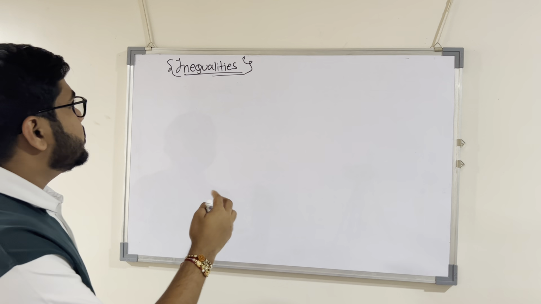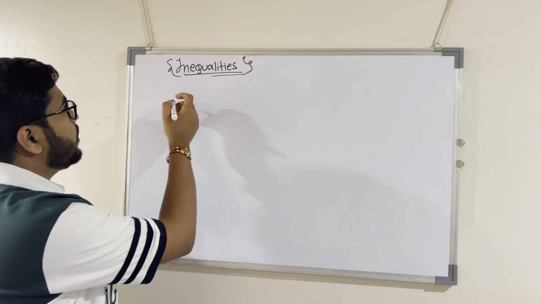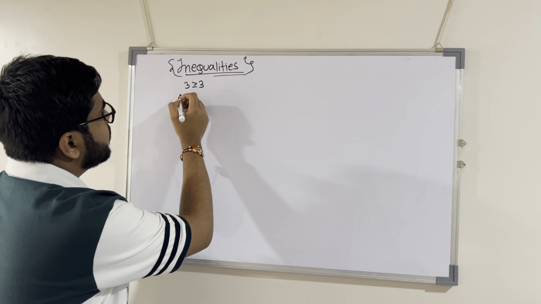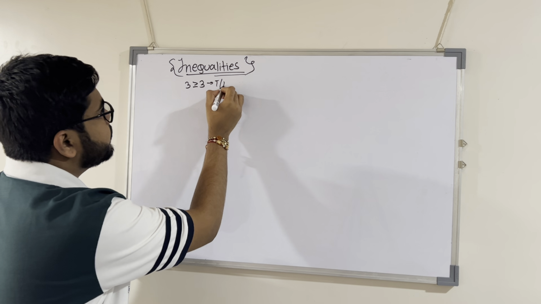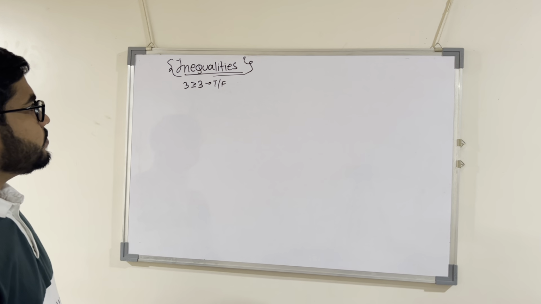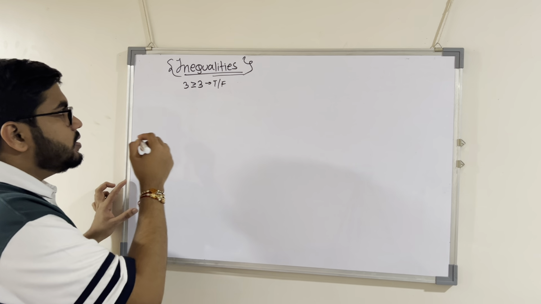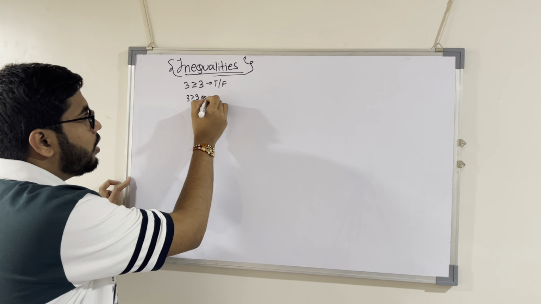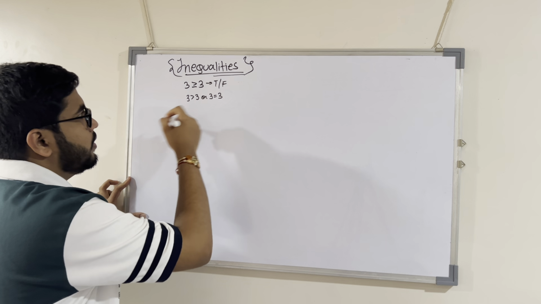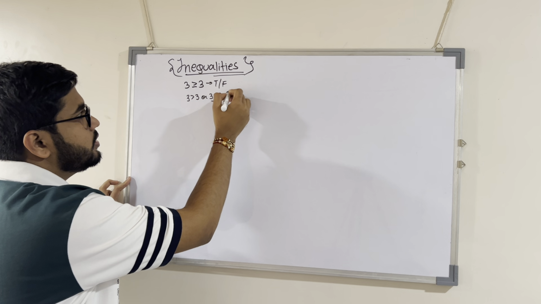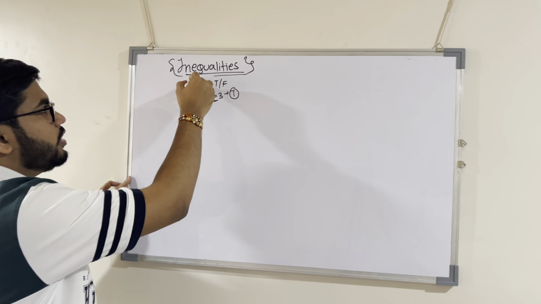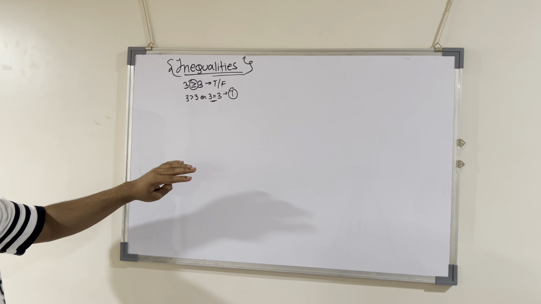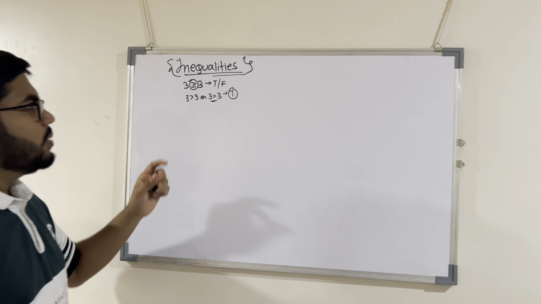So first, let's try to get familiarity with the symbol. Just tell me, if there is 3 greater than or equal to 3, is this a true statement or a false statement? 3 greater than or equal to 3. So what does this mean? This means either 3 is greater than 3 or 3 is equal to 3. So 3 is equal to 3, right? So this is a true statement. Just to get a feel of how this sign works: greater than or equal to 3, either it's greater or equal to. So this is the basic example of it.